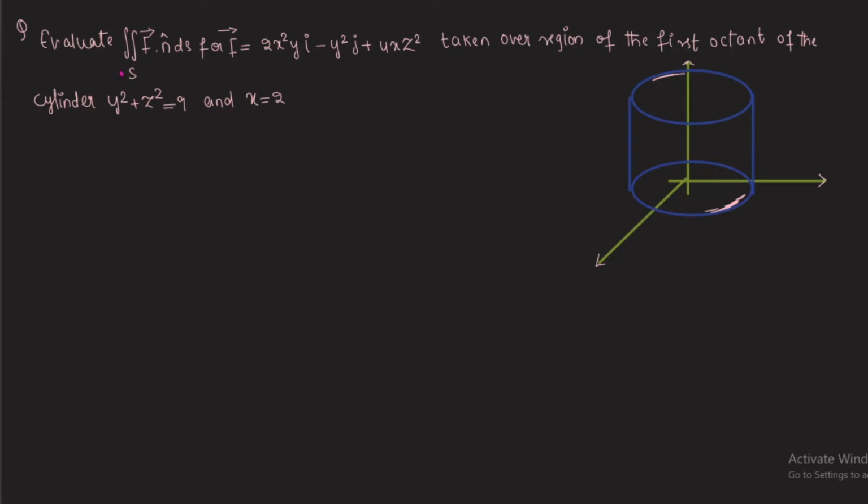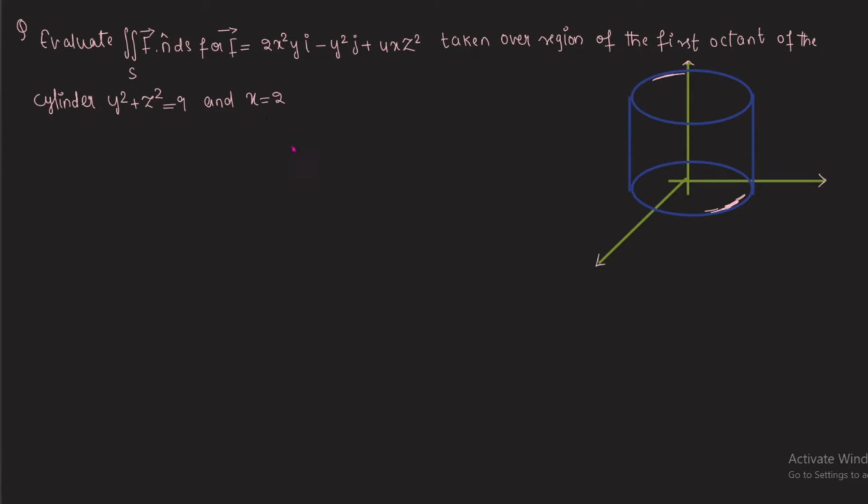Evaluate the double integration over surface S of F bar dot n bar dS for F bar equal to 2x squared y i minus y squared j plus 4x z squared k, taken over the region of the first octant of the cylinder y squared plus z squared equal to 9 and x equal to 2.